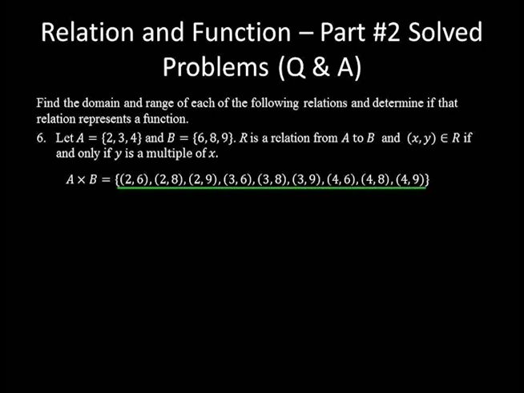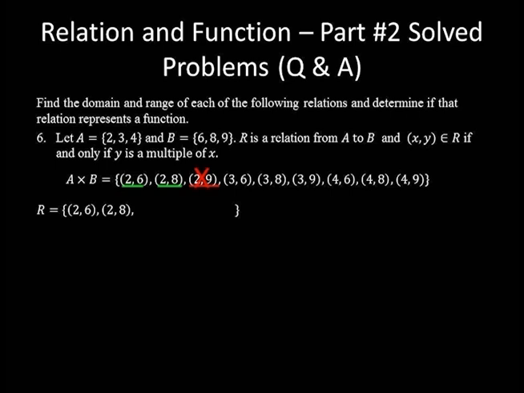As we discussed above, an ordered pair is part of a relation only when y is a multiple of x. So let's choose an ordered pair of which y is a multiple of x. The first ordered pair, (2, 6), fulfills the requirement because 6 is a multiple of 2. The second ordered pair also fulfills the requirement because 8 is a multiple of 2. When we move to the third ordered pair, 9 is not a multiple of 2. So this ordered pair doesn't fulfill the requirement.